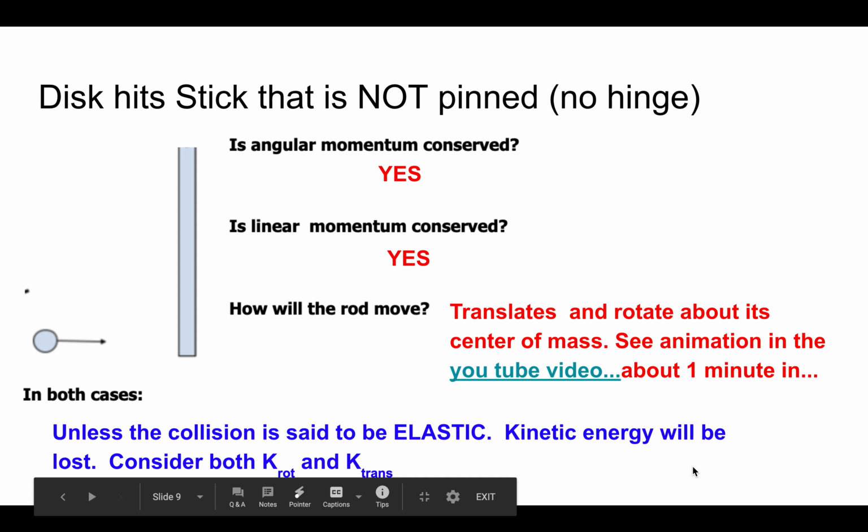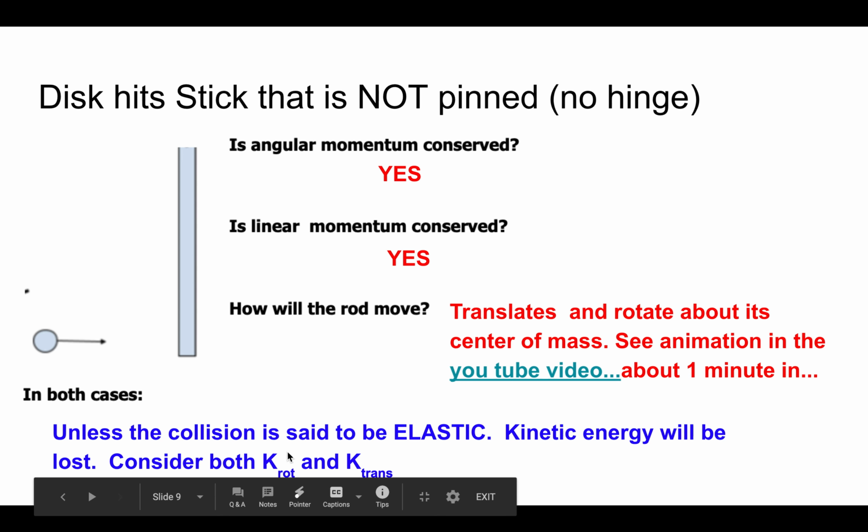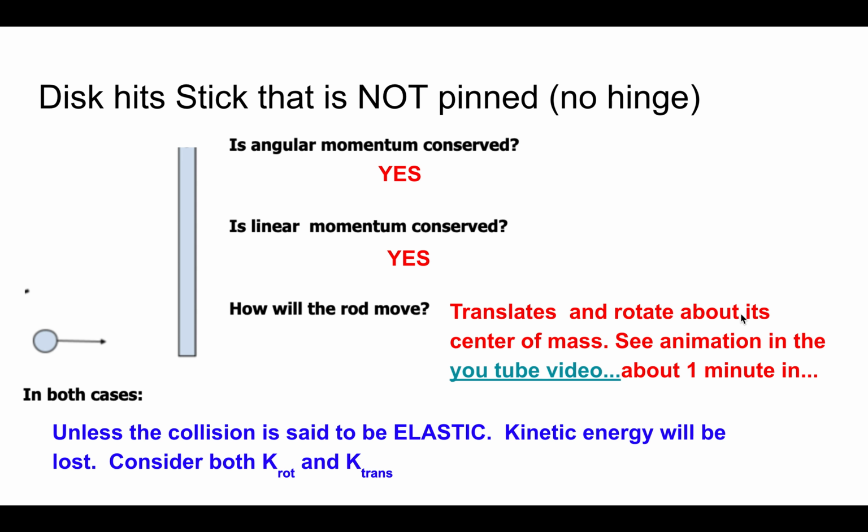Unless the collision is said to be elastic, kinetic energy is going to be lost. So we treat all of these collisions as inelastic collisions, and you'd have to make sure that you consider both the rotational and the translational kinetic energies. So I think that's it. And I think that's enough to finish up your web assign and practice that.